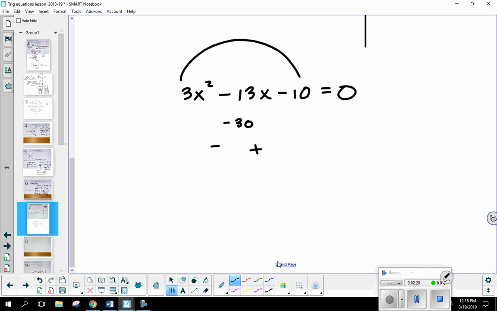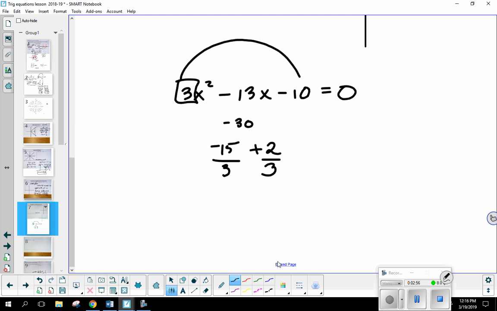15 and 2, but which is which? 15 is negative. And again, why couldn't I have said positive 15, negative 2? Because that's still negative 30. It would have given me positive 13. And remember, the signs are going to be really important to us. So I've multiplied. I've factored. What am I going to divide by? Whatever that first coefficient is, we're going to divide by that. Now what?